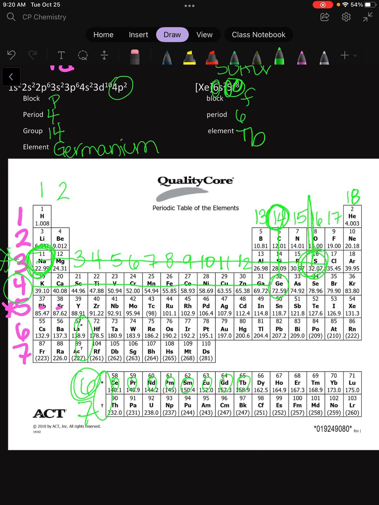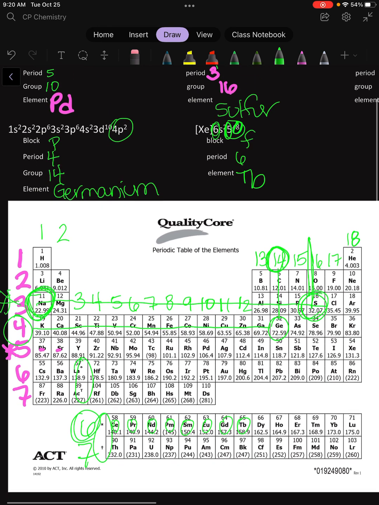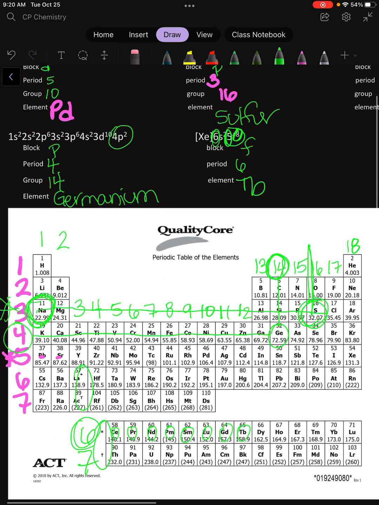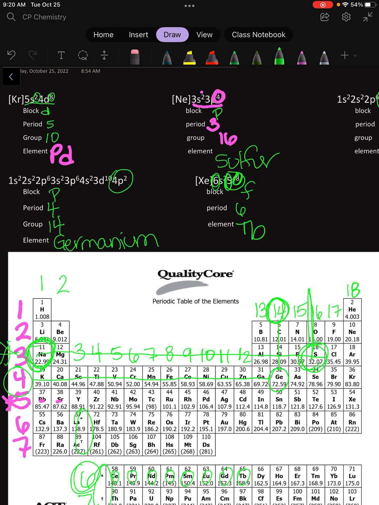Okay, so that is how you figure out the block, period, and element and group using the electron configuration.